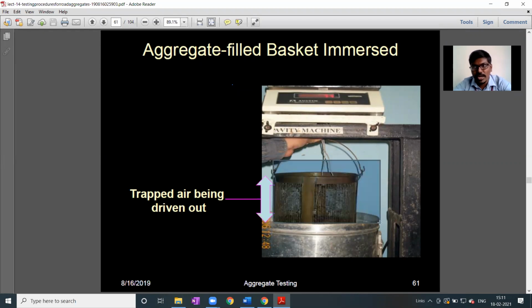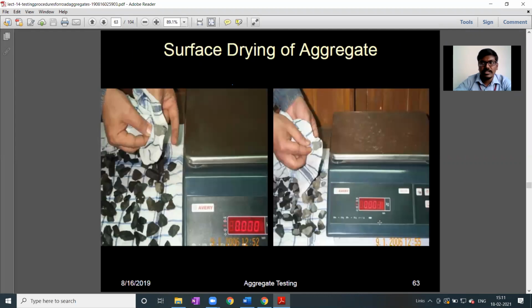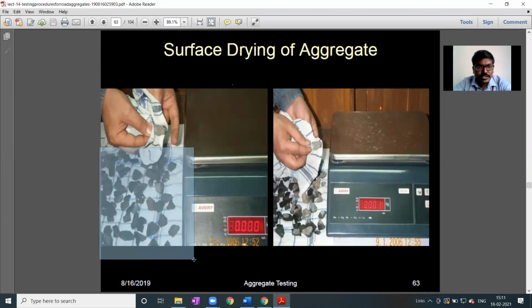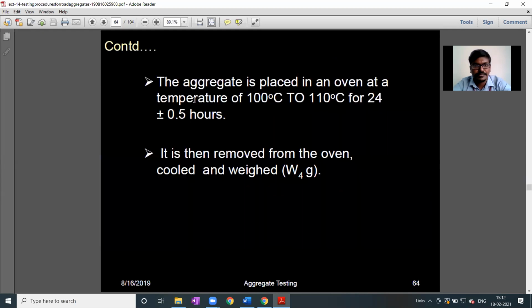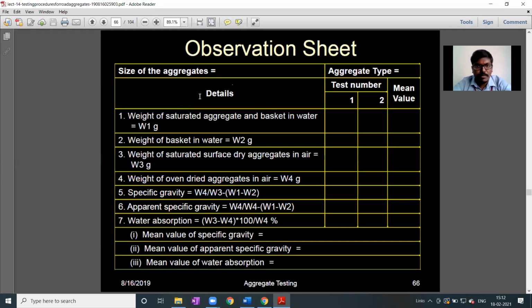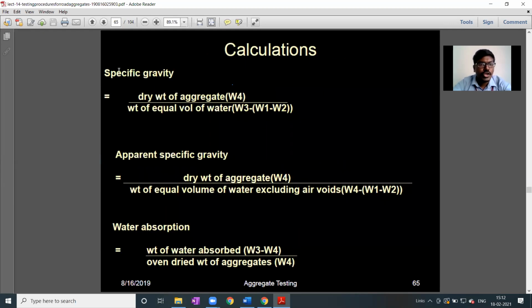suspended in the water, dip it in water and take the weight. With aggregate, that will be W1. Without aggregate, empty, that will be W2. Then the wet aggregates you transferred, you should take a cloth and surface dry them, rub them, so that there is no water left on the surface. So W1, W2, W3. If you know those, you can easily determine the specific gravity and water absorption. Okay, I'll move to the next part.